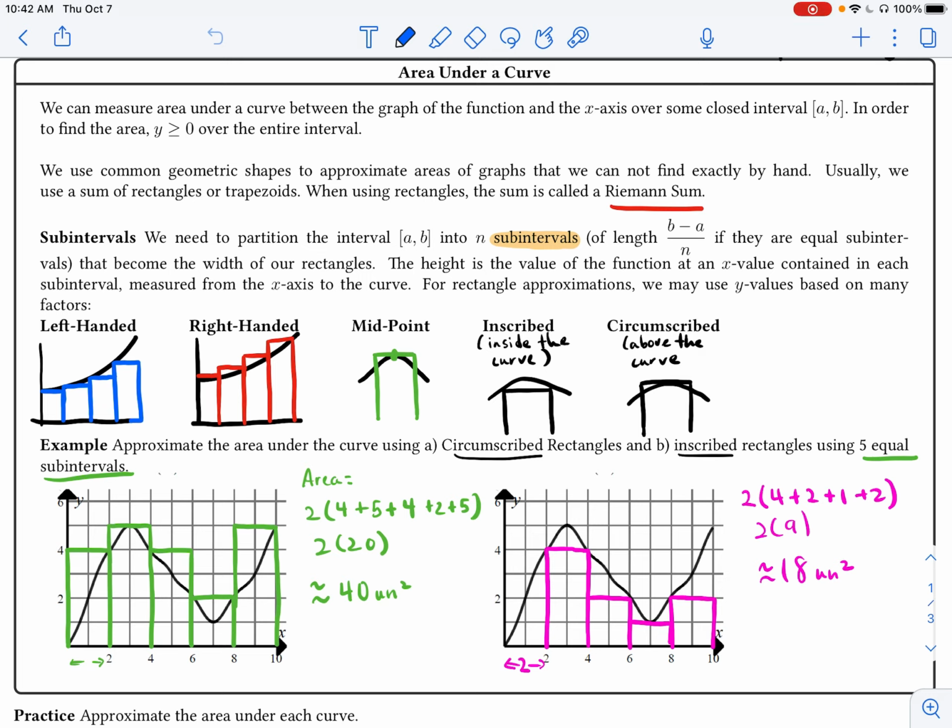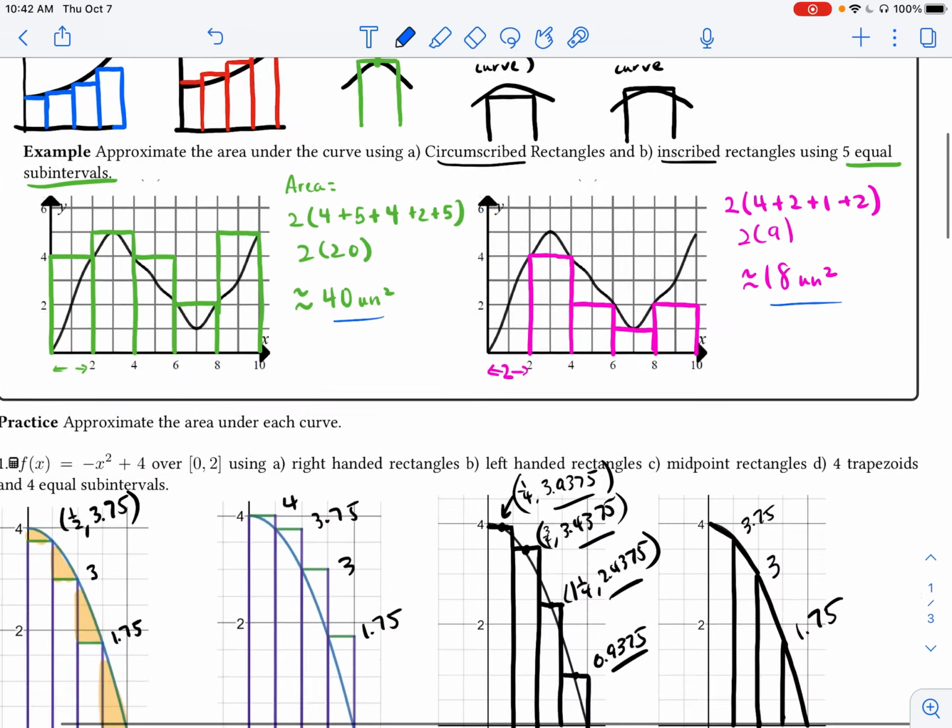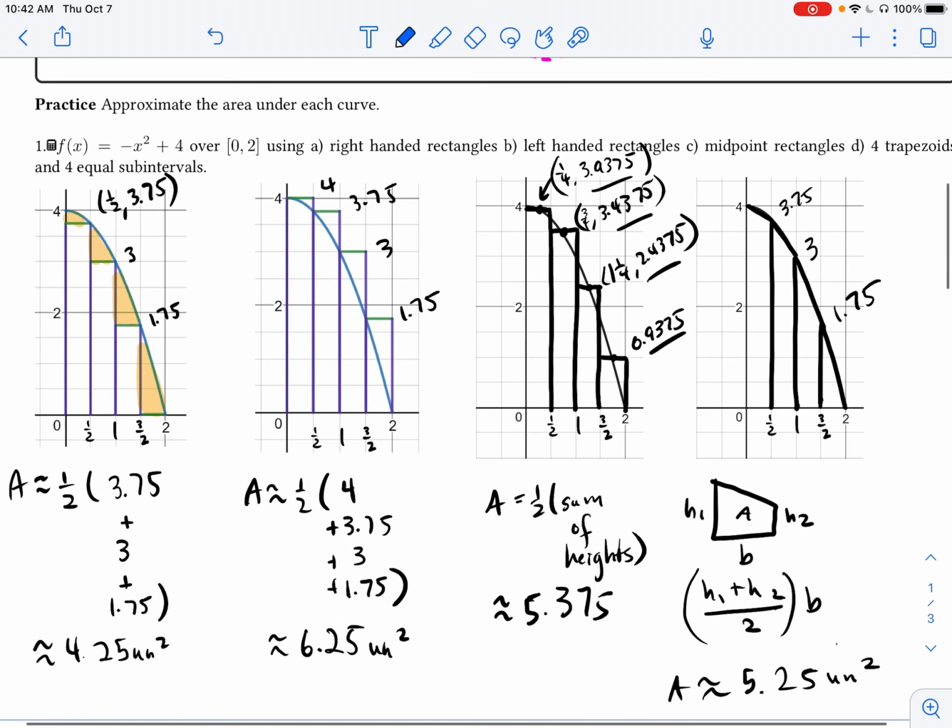For example, look at the circumscribed rectangles here versus the inscribed rectangles. We see that the circumscribed rectangle approximation was almost twice as much as our inscribed rectangle approximation. And when we started looking at various ways of approximating this same function over and over again, from right- to left-hand Riemann sums to midpoint rectangles to trapezoids, every single one of these is somewhat different. So I said in my previous video that it really depended on the function which approximation was going to be best. It kind of depended on the shape of the function and what type of geometric shape seemed to match that the best. But is there a way to better our approximation?